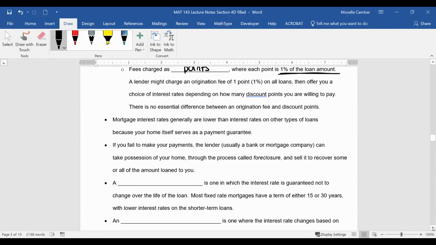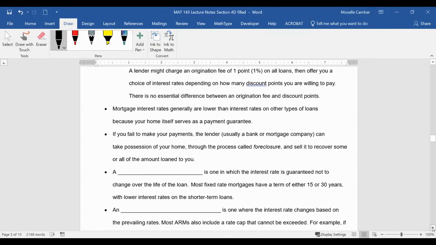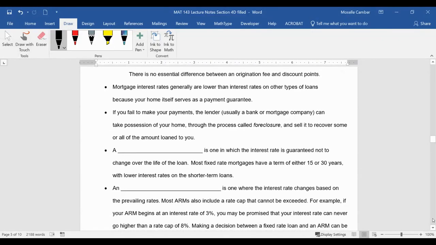So generally, mortgage interest rates are lower than personal loans, especially credit cards, just because it's such a big ticket item. And with a mortgage, if you don't pay, then the bank or mortgage company can take back your house, and that's called foreclosure.